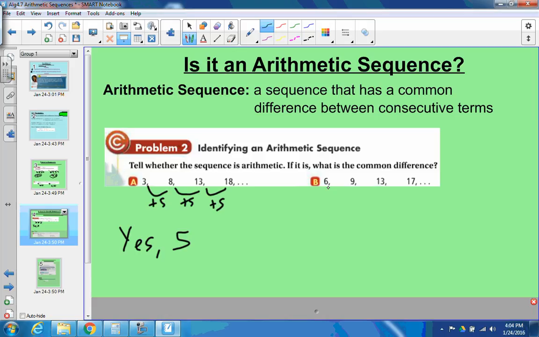Look at this one. Arithmetic sequence. Plus 3, plus 4, plus 4. So I don't even know if there's a real pattern there, and they're not going up by a common difference, so no, it is not an arithmetic sequence.